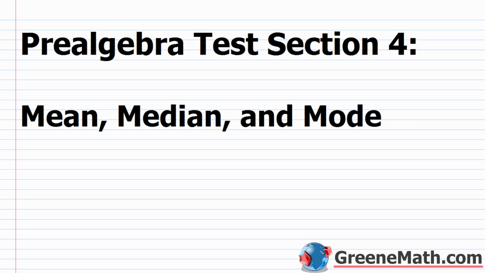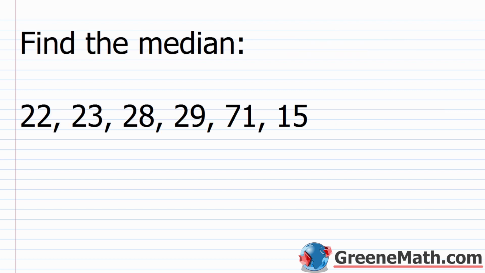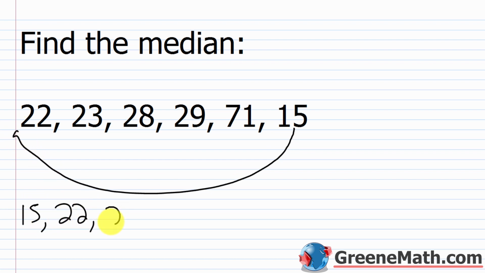Hello and welcome to Pre-Algebra Test Section 4 on finding the mean, median, and mode for a group of numbers. All right, so we want to find the median. For our group of numbers, we have 22, 23, 28, 29, 71, and 15. To find the median, we arrange the numbers from smallest to largest. In this case, all I need to do is take this 15 and put it at the front. So I would have 15, 22, 23, 28, 29, and then 71.